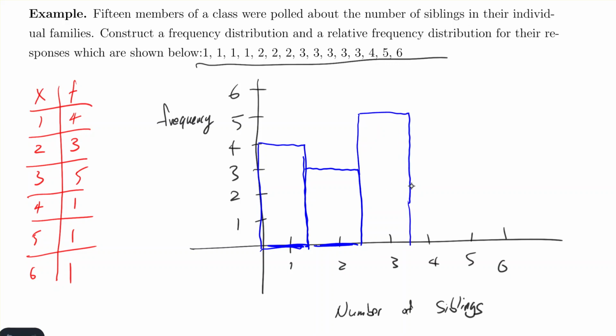There are 5 for the 3 siblings. For 4, there's 1. So all these are 1, like this. So this is how we would manually draw a histogram. Another thing, hypothetically, let's say there's no 5. Then we should still label 5 and have no bar there. That's very important for a histogram. But in this case, that wasn't the case because we had data for all the numbers.